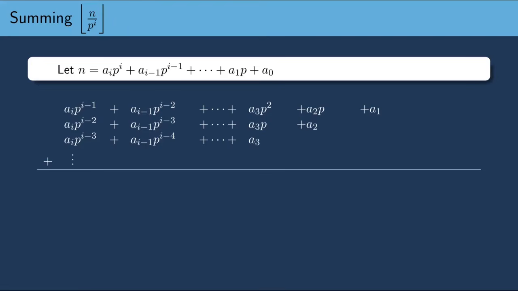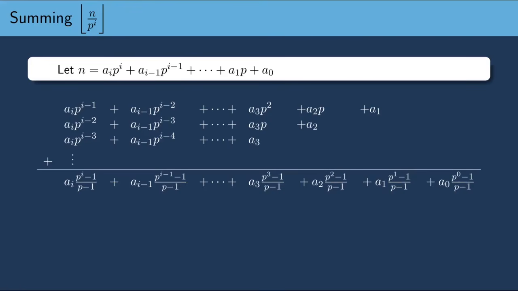Now, we want to take this sum, and if we add it up column by column, it works out quite nicely. If we add up this first column, this is a sub i times a finite geometric series, which works out to p to the i minus 1 over p minus 1. If we add up the next column, it's a sub i minus 1 times p to the i minus 1 over p minus 1, and so on and so forth. For a sub 2, it's a sub 2 times the finite geometric series, p plus 1, which is p squared minus 1 over p minus 1. For a sub 1, it's p minus 1 over p minus 1.